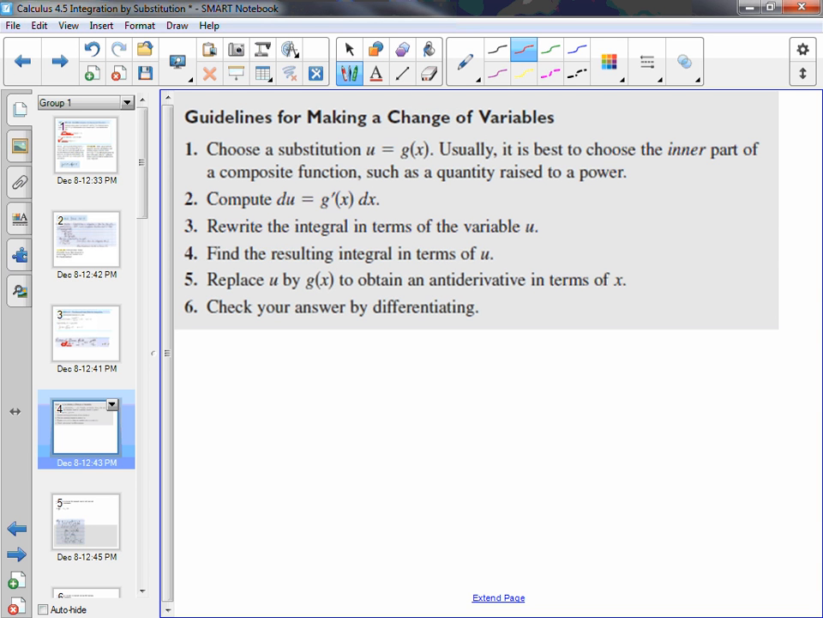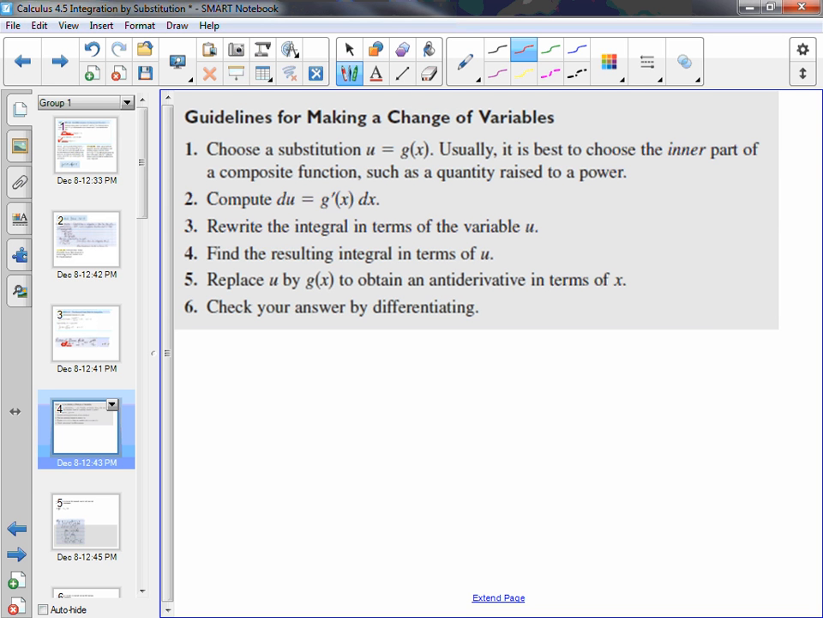We're going to decide what u equals. And it says usually it is best to choose the inner part of a composite function, such as a quantity raised to a power. Very much like the chain rule for differentiation worked when quite often u was a quantity with an exponent on it, wasn't it? Not always, but quite often it was. Same thing is going to be happening here. Sometimes u is going to be a quantity with an exponent on it.